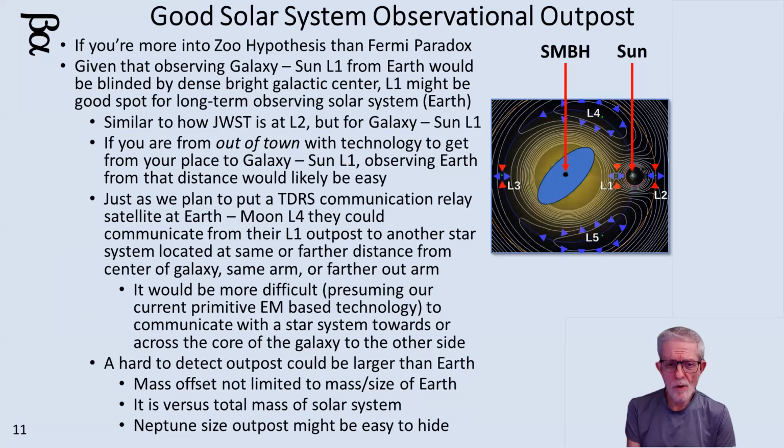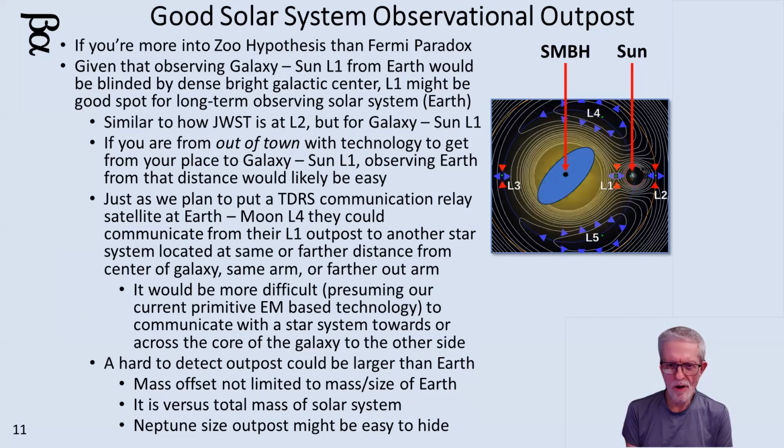But if you are from somewhere out there, if you're from out of town, so to speak, and you do have the technology to get to the galaxy-sun L1 to observe the Earth, it would be pretty easy for your technology. Just as we plan to put a TDRS satellite at Earth-Moon L4, they could put a communications outpost at galaxy-sun L1, and we would be unlikely to see it staring off towards the center of the galaxy, and they could monitor our solar system, not just Earth, but anything going on in our solar system.